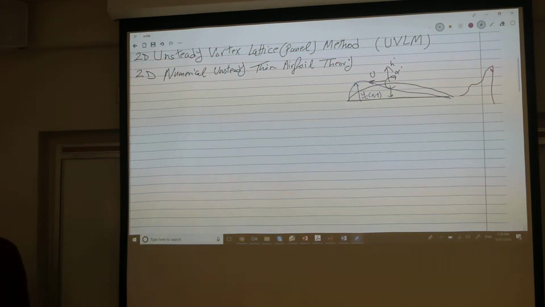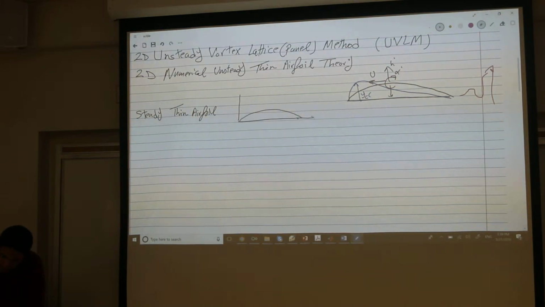And the wake is a deformable wake. Okay? So this is our problem. I'm going to solve it numerically. Just reminding you of the steady thin airfoil theory, this was the picture. y is a function of x and t, right?